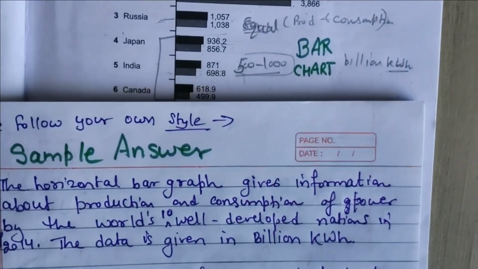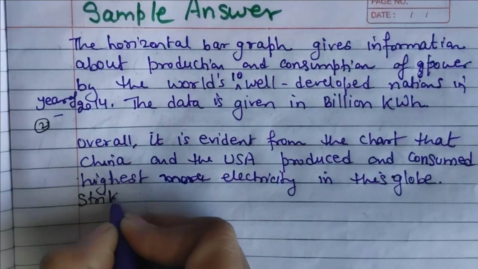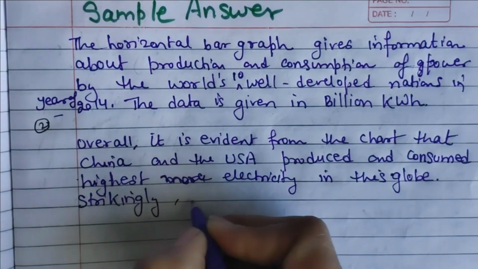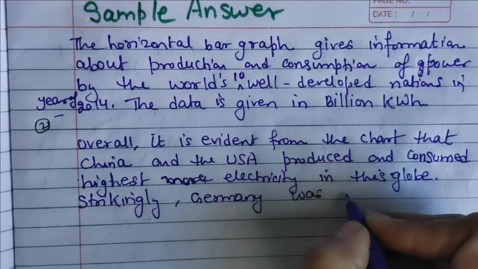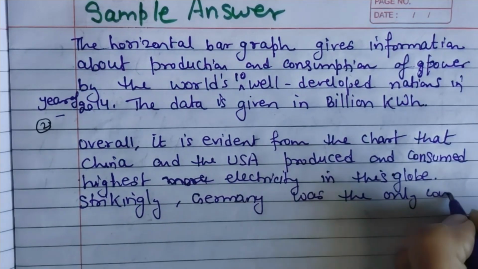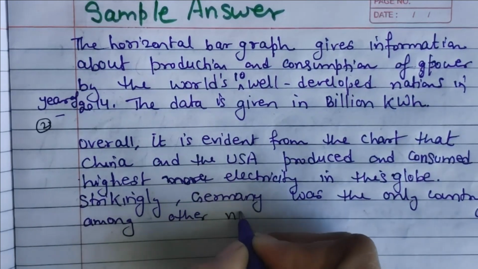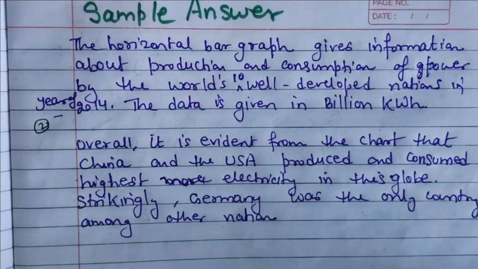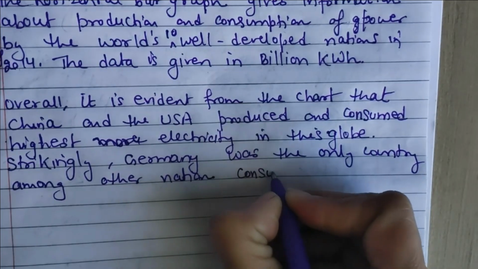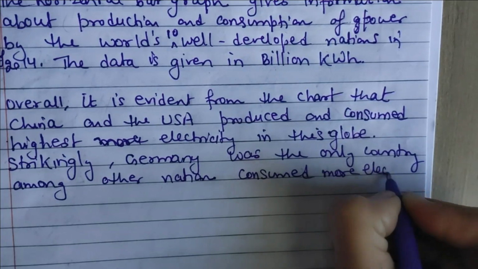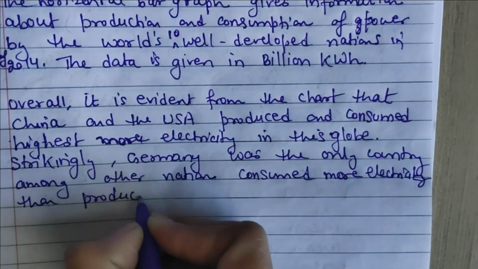Okay, so yes, Russia and Germany I'm going to talk about. So first talk about Germany. Strikingly, Germany was the only country among other nations that consumed more electricity than production. Okay, other nations consumed more electricity than production.